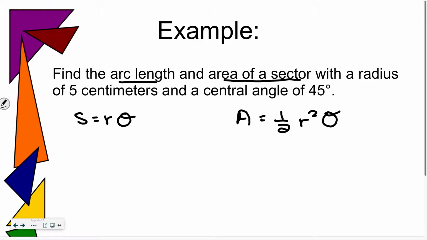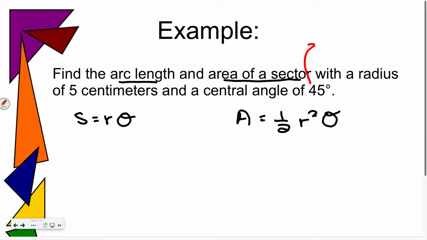Putting theta in radians. Theta needs to be changed to radians. We can't go straight into r times theta. We can't do 5 times 45 degrees, because these formulas require theta to be in radians. We're aware of that based on how we derived it before, theta over 2 pi.